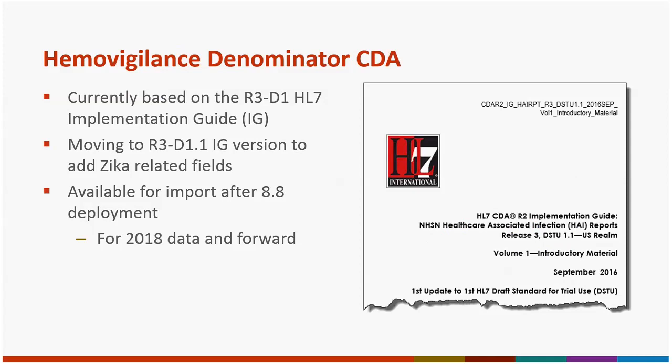So the present CDA we have is currently based on the R3D1 IG. That got rolled out in January of this year, and we're already moving it to the R3D1.1 IG version, and this is to add the Zika-related fields that got added a while back. I think this is going to be the stable version for a while, so I think it would be a great time for the vendors to start working on it.